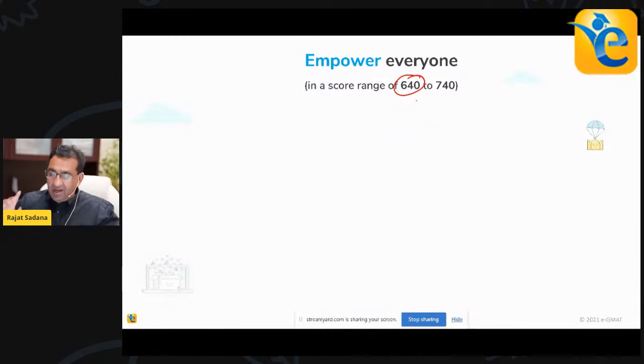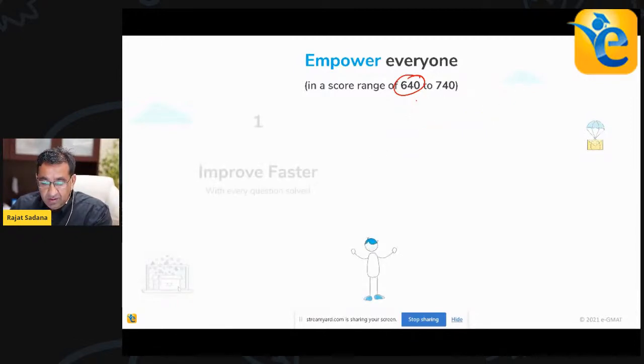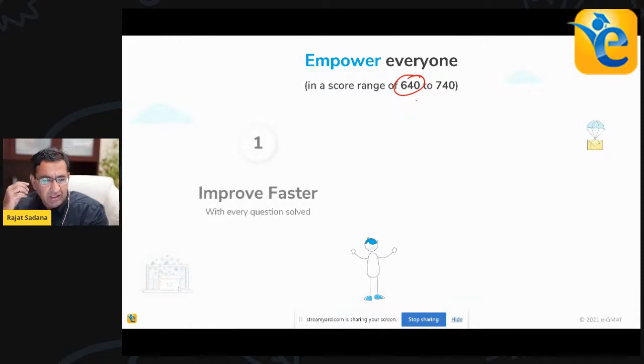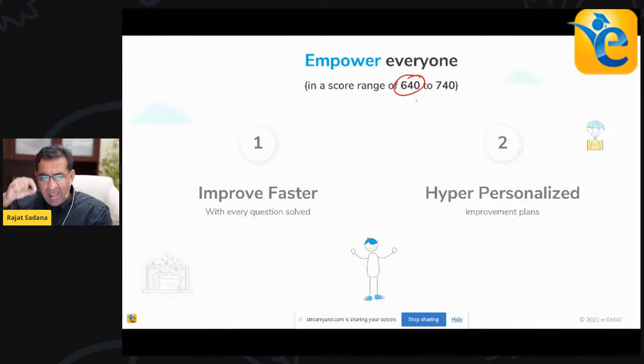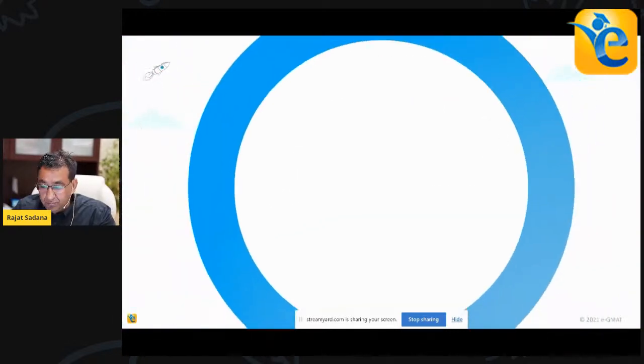In that context, we wanted to achieve two things. One is we want to make sure that with every question you solve, you improve faster and to a greater degree, both in speed and extent. And the second thing was that we wanted to equip everyone to create those hyper-personalized improvement plans. Why? Because this improvement from 640 to 740 doesn't happen if you don't have those hyper-personalized improvement plans. And if you read reviews, you're going to see people talking about those hyper-personalized improvement plans. Okay.